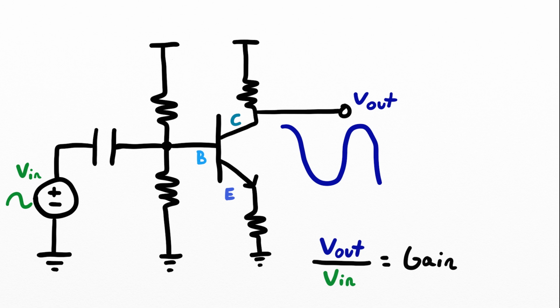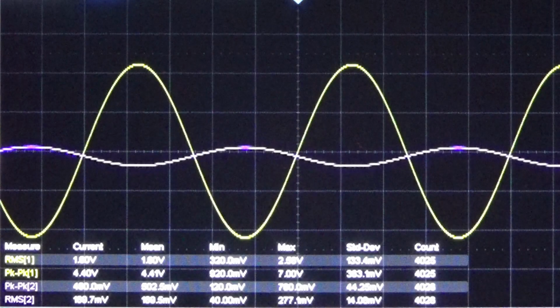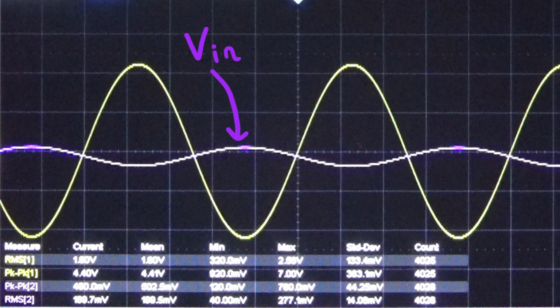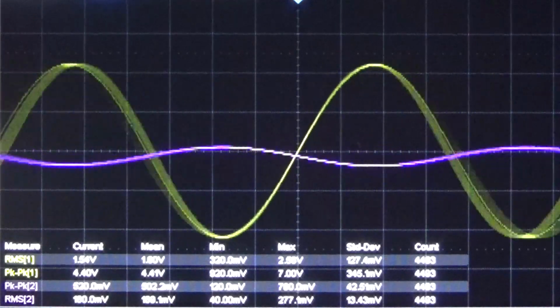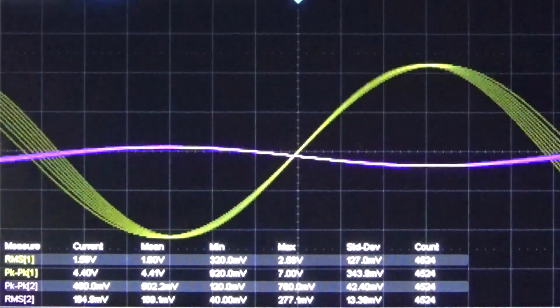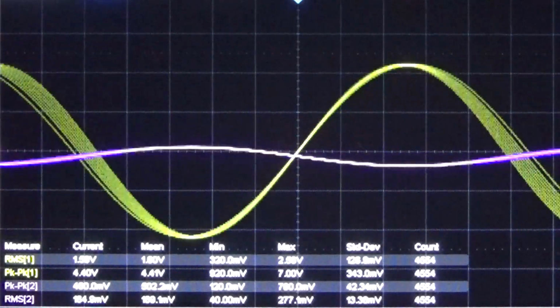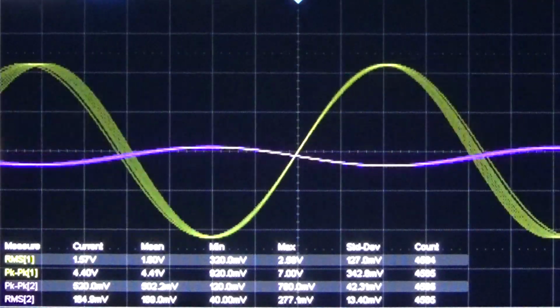Let's take a look at an actual measured waveform from a common emitter amplifier. Here we can see the input in purple and the output in yellow. The gain of this amplifier is approximately 10. Here's a frequency sweep of the input. Notice we don't see distortion and the output wave retains its amplitude.